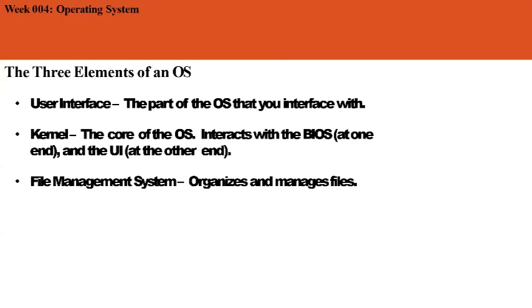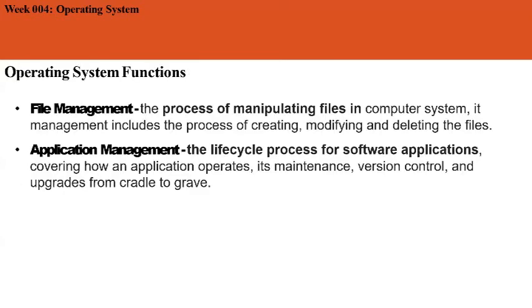And then we have also the kernel. So the kernel, that is the core of the operating system. It interacts with the BIOS at one end and the user interface at the other end. So that is the kernel. And then we have also the file management. So the file management system organizes and manages a file. So those are the three elements of an operating system.